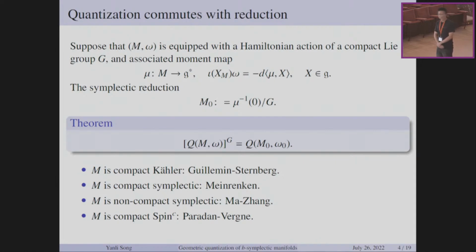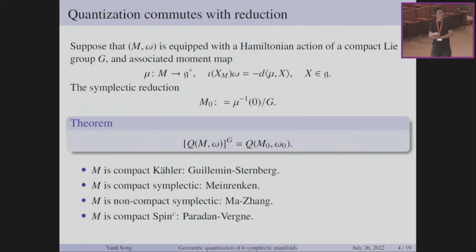That is 1982. Of course, many people contributed to the theorem, and it has been proved in many different situations. I will just list those cases which are most related to my talk today. For example, this theorem has been proved for Hamiltonian LG spaces, but that is a different story. So if it is compact Kähler, it's the Guillemin-Sternberg theorem. In the compact symplectic case, this was proved by Meinrenken. And when it's non-compact symplectic, if we assume the momentum map is proper, then it is similar, by Ma and Zhang.